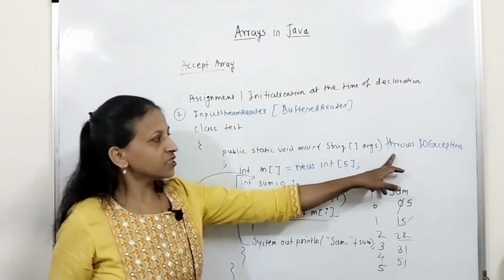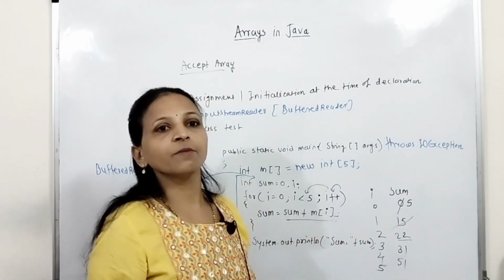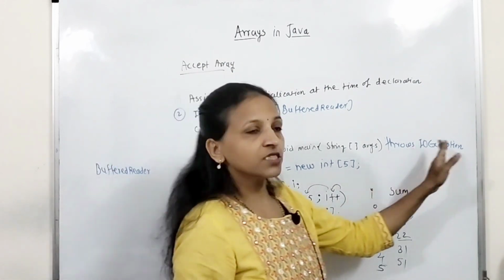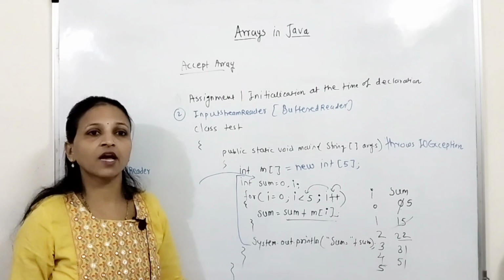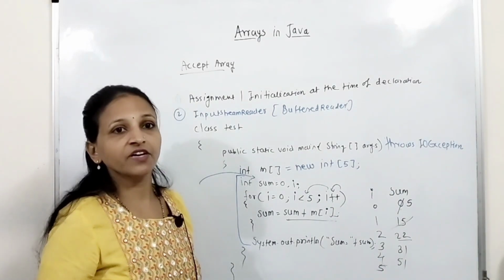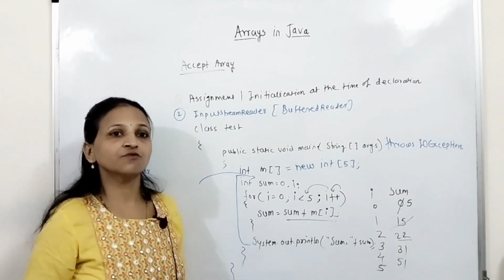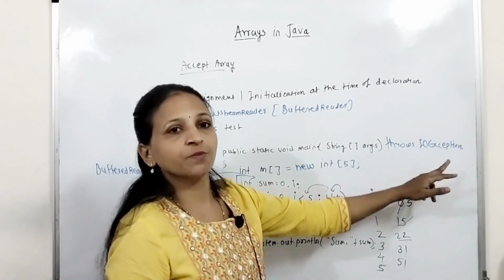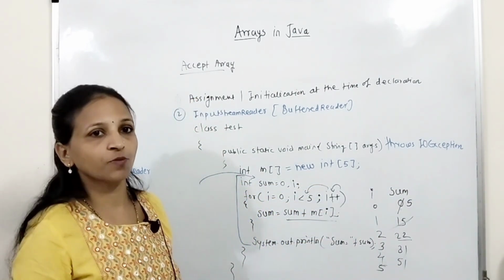If we have not written this throws IOException statement, then of course you will get a compile time error. Always keep in mind, if you are not writing throws IOException, you will get a compile time error. This program will not be executed, not even compiled. That's why, if you are using any class from the java.io package, you have to write throws IOException compulsorily. Otherwise you have to put a try-catch block; that is the second option.